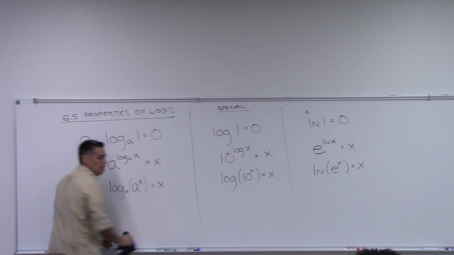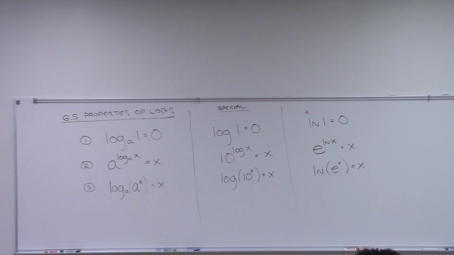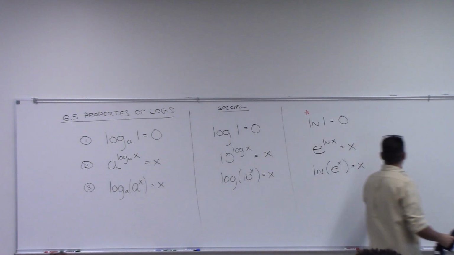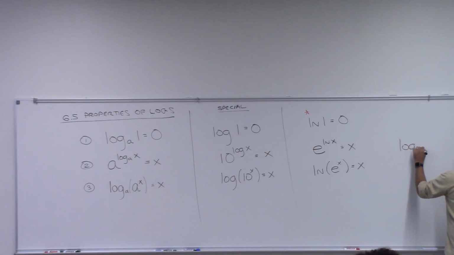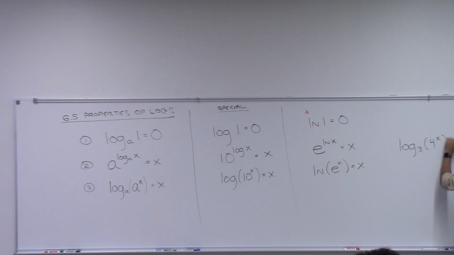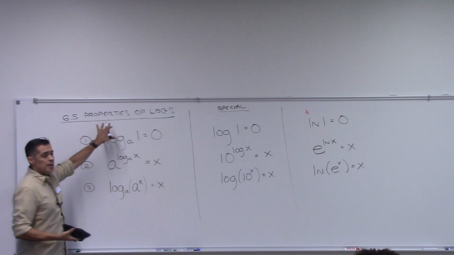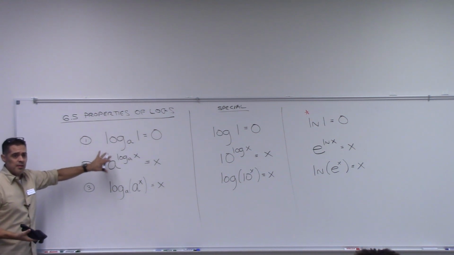Yes? When do they not cancel? They always cancel. Okay, let me show you an example of something that wouldn't. If I wrote log base 3 of 4 to the x, this would not be equal to x because this base and this base aren't the same, right? Now, if I change this to a 4, then it would be x. Or if I change that to a 3, this would be x. They have to be the same, though. I don't know if that's what you're asking, but okay. So these are properties. Properties means these always hold. Okay, these are always going to be true.